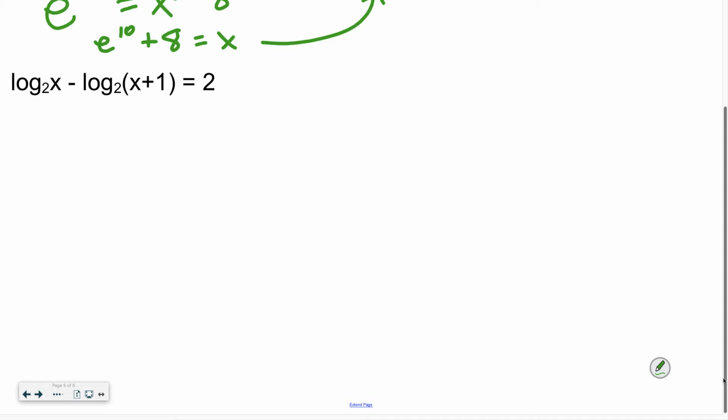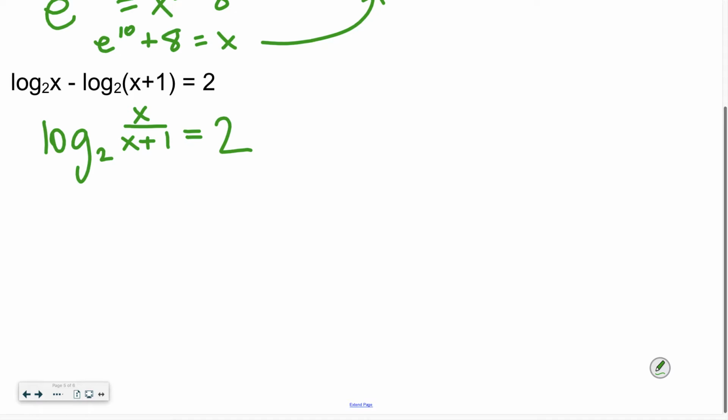I've been saying this whole time, we can't rewrite until the logarithm is by itself. Well, I see 2 logarithms. How can I change that? We can condense. We have subtraction. So this is log base 2 of x over x plus 1 equals 2. Now we have 1 logarithm all by itself.